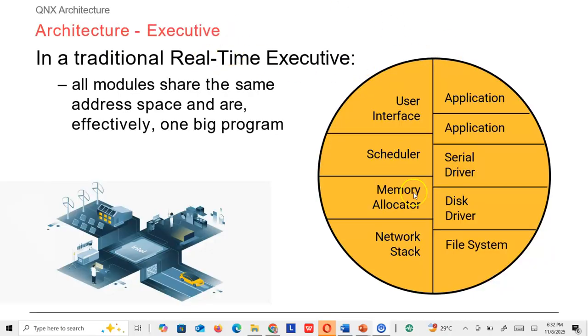So basically QNX is a standard based RTOS with a very small memory footprint which is suitable for embedded devices. In the traditional real-time executive, in the older generation, everything runs inside a single address space. All modules like scheduler, driver, file systems, network stack, everything is one big combined program. The problem with this approach is if one module crashes, the entire system fails because everything is tightly coupled. Debugging becomes very hard and the reliability becomes low. Such executive systems are not suitable for modern complex embedded products.